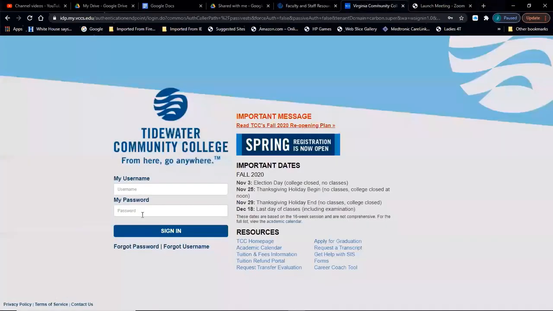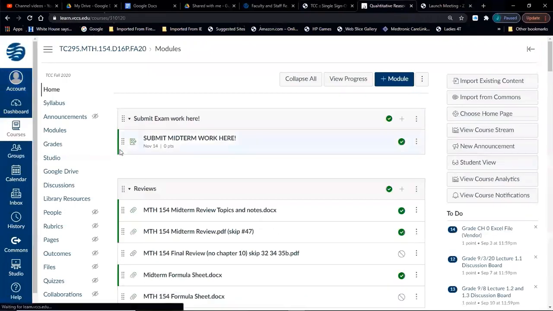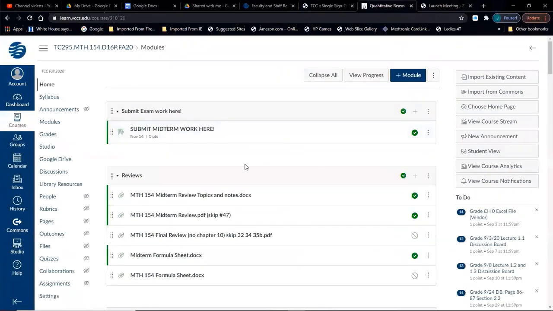Well. Oh, it booted me. That's all right. I'm just going to pull up one of my classes. Why is that so zoomed in now? The formula sheet. Here we go.